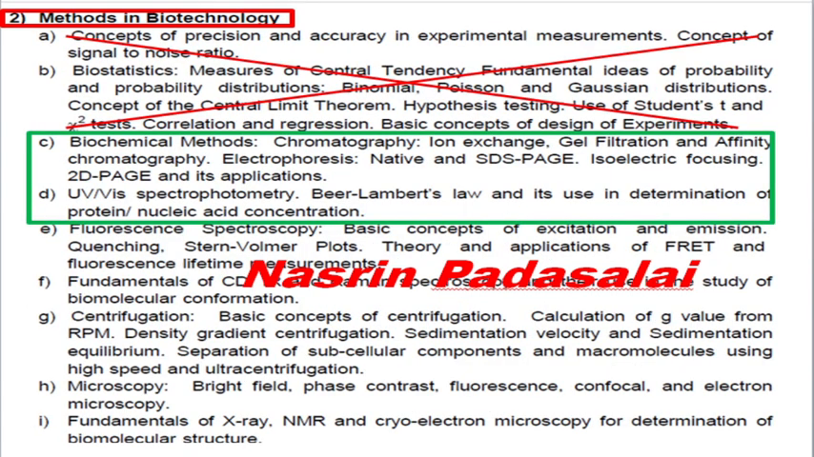Okay. Next, methods in biology. This unit is just similar to unit number 13 in CSIR NET, and in this unit you need to cover only C and D, that is biochemical methods. You should know about chromatography and electrophoresis, as well as UV visible spectroscopy. You should know the formula for Beer-Lambert's law. After studying that, if you have time, you can concentrate on fluorescence spectroscopy and centrifugation.